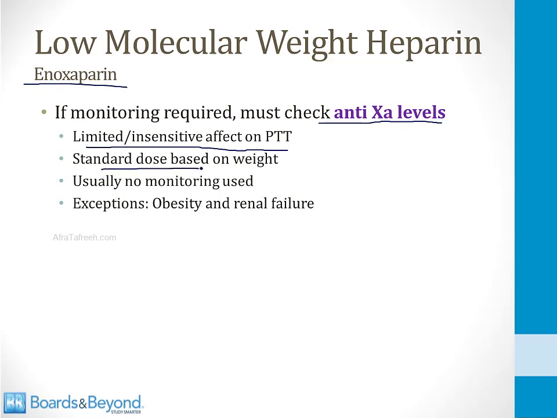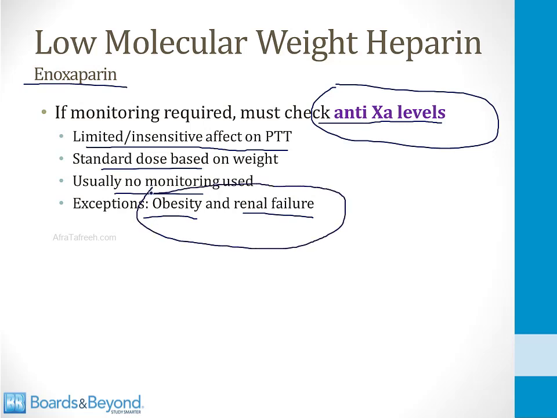Usually a standard dose is used based on weight with no monitoring, but the two exceptions where we sometimes use this anti-10A level is in patients who are obese or patients with renal failure. In these two situations, there can be an unpredictable effect of low molecular weight heparin, and for that reason an anti-10A level is sometimes monitored.